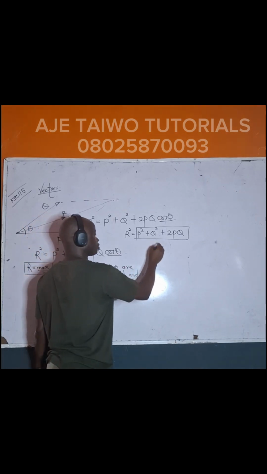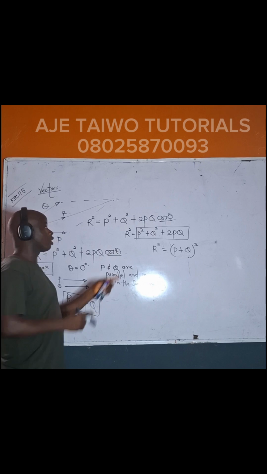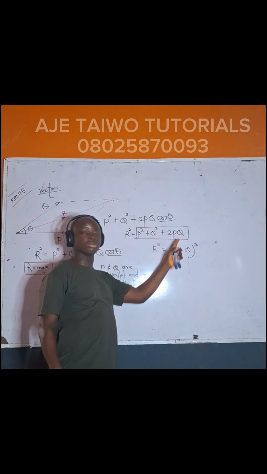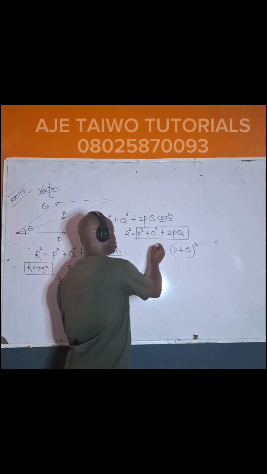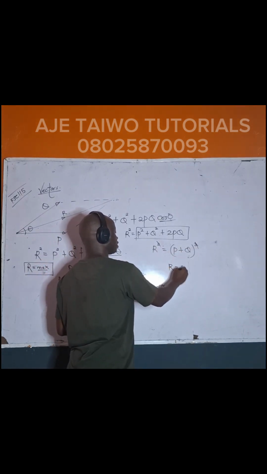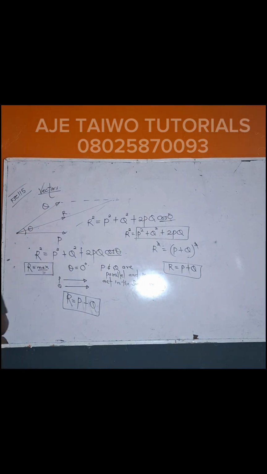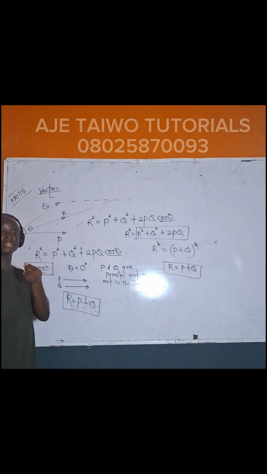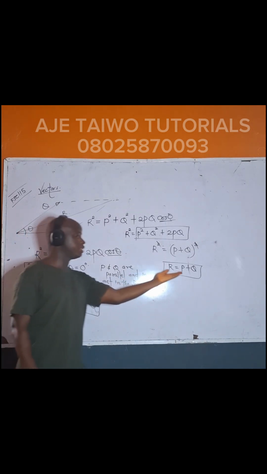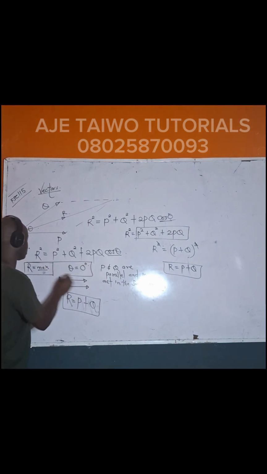And you have R squared equals P plus Q all squared. Take note of that, because P squared plus Q squared plus 2PQ is P plus Q all squared. And the square and the square root cancel, so your resultant is P plus Q. So the highest resultant, the greatest single force you will get when you combine P and Q together, is P plus Q. So we say the resultant is maximum when theta is 0.